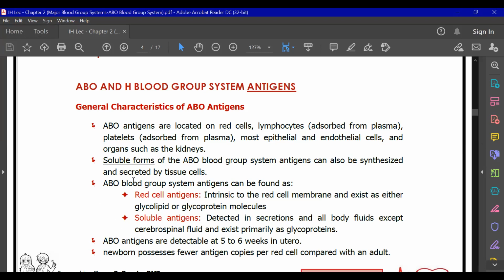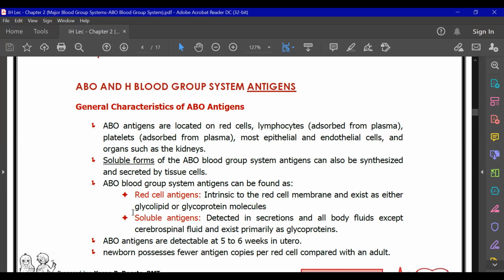Okay, so ABO blood group system antigens can be in two forms. So we have here the first form, the red cell antigens. Red cell antigens are antigens found on your red cell membranes, and they can exist as either a glycolipid or a glycoprotein.